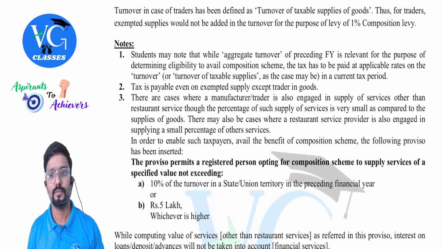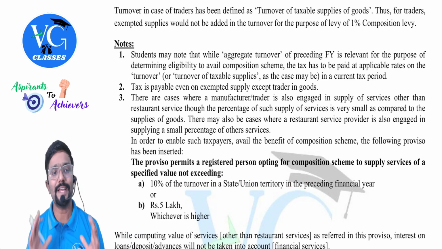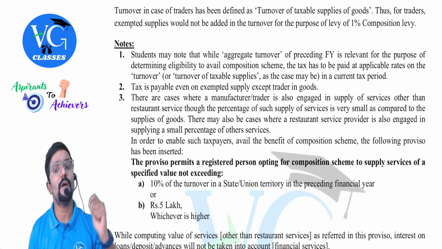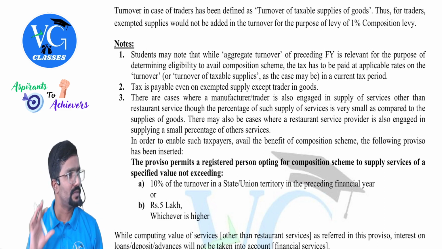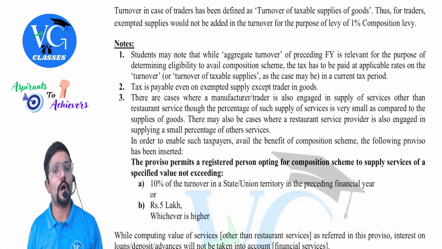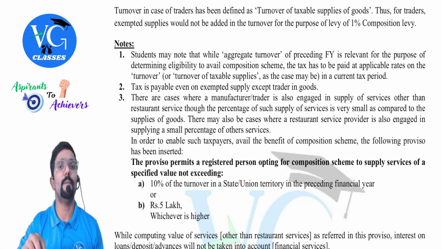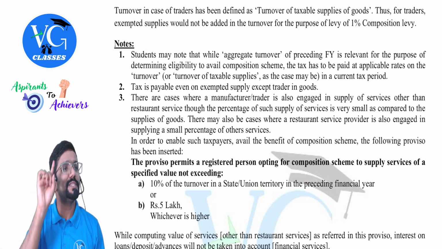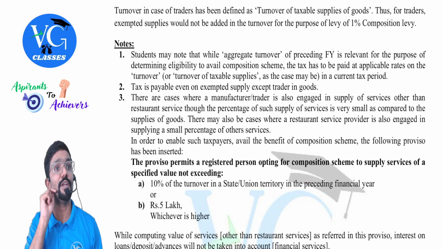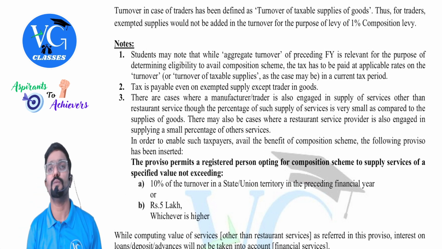Here you can observe. Turnover in the case of traders has been defined as what, people? Turnover of taxable supplies of goods. That is for trader. Thus, for traders, exempted supplies would not be added in the turnover for the purpose of levy of 1% composition levy. Guys, simple. Trader means you will pay 1% only on your taxable turnover. Whereas if you are a manufacturer, you have to pay 1% on your total turnover, which includes exempt supply also.